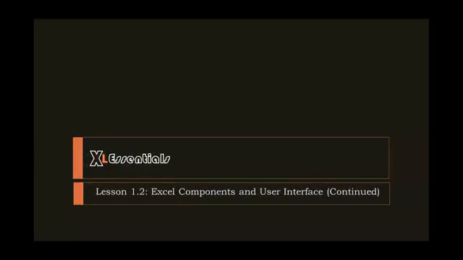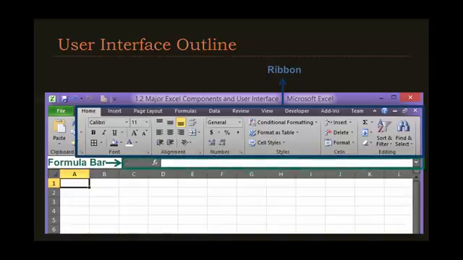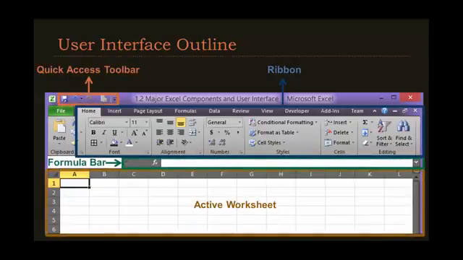In this tutorial, we're going to take a tour of Excel's user interface to ensure that you're comfortable with navigating in Excel. Excel's user interface is broken down into four main components: the ribbon, the formula bar, the quick access toolbar, and the active worksheet. Let's go ahead and jump over to Excel and talk about these components in detail.